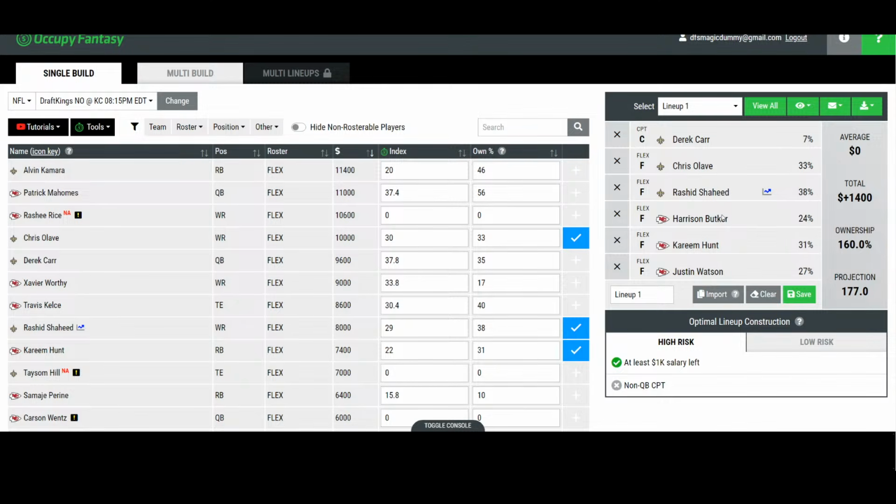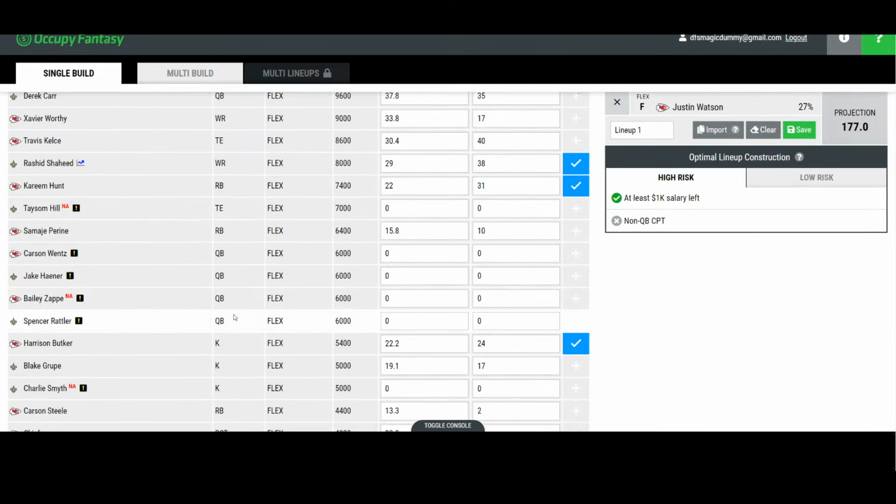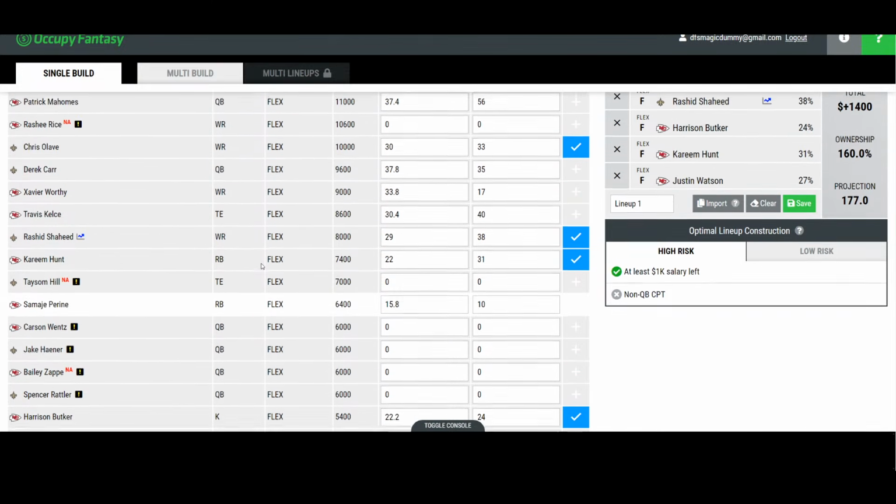However, the final spot is not low-owned. And we don't have a low-owned option that doesn't leave a ton of salary on the table in this particular build. So what do we do? Let's go back to the drawing board.